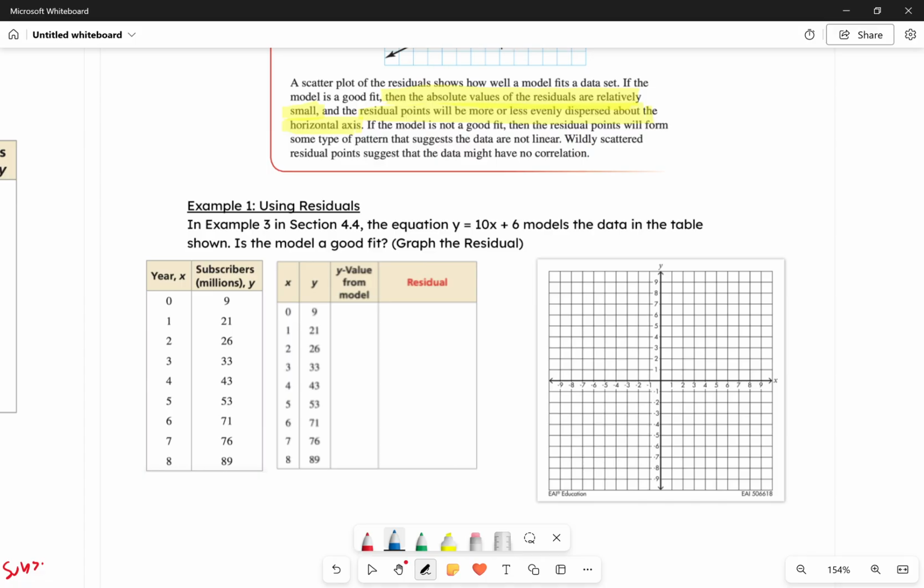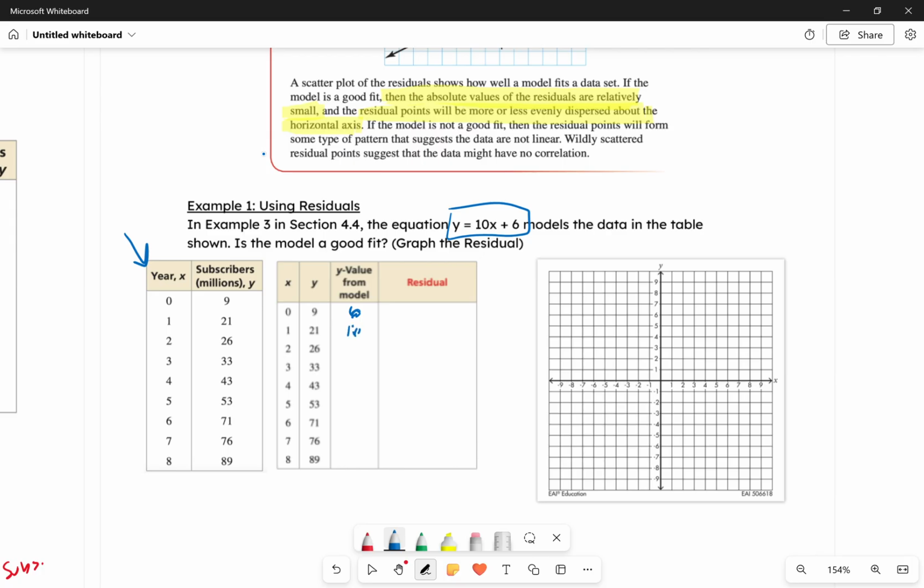Okay, so if we take a look here, this first table is all of our data points that we had before, and here they are just listed again. Okay, so what we're going to do is list out what the y value should be based upon this equation, this model. So what does that mean? We're going to plug in the x value that they gave us, 0, 1, 2, 3, 4, 5, 6, 7, 8, okay, and then solve for y. Okay, so if I plug 0 in for the 10x, that gets me 0 plus 6, which is 6. Okay, and then if I plug in 1, I should get 1 times 10, which is 10, plus 6 is 16.